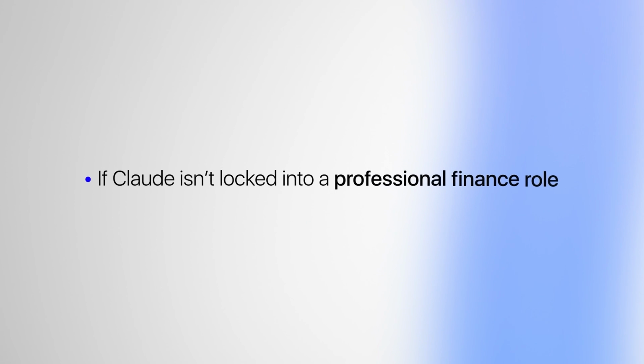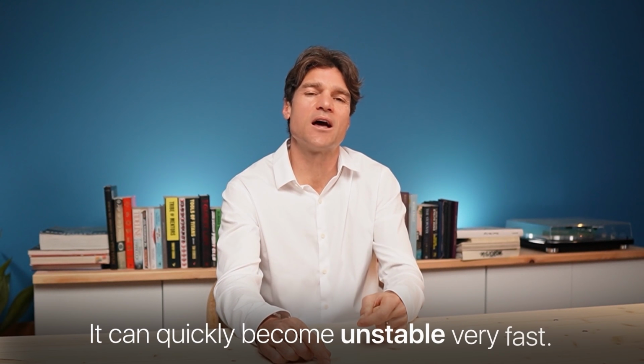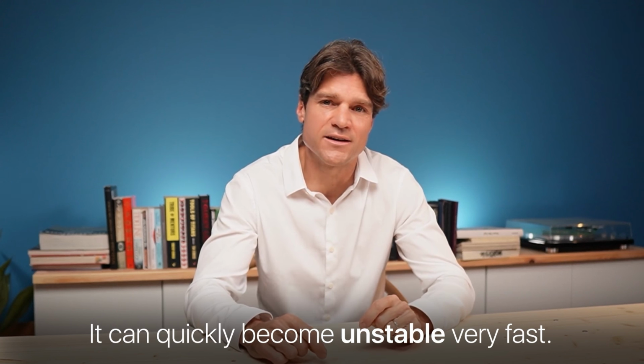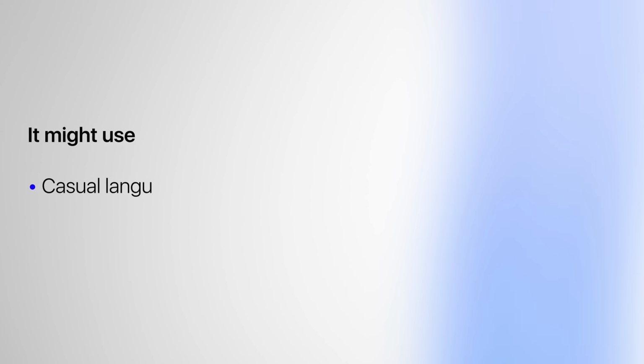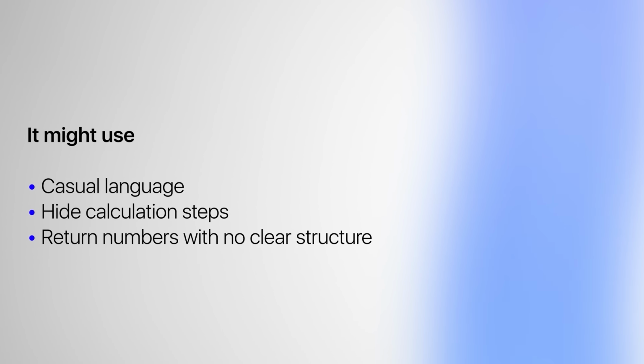Okay, so in stage 2, I'm going to explain to you why persona configuration and calibration matter. Because if Claude isn't locked into a professional finance role, everything we build afterward becomes unreliable. Now look, while I agree that AI is an incredibly useful tool, especially for finance professionals, it can quickly become unstable very fast. So it might use casual language, might hide calculation steps, or return numbers with no clear structure.